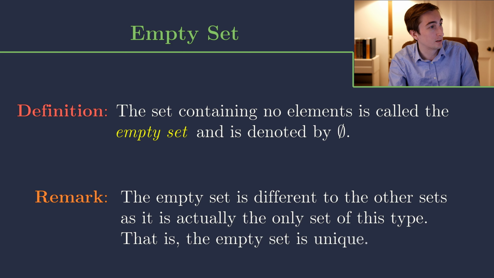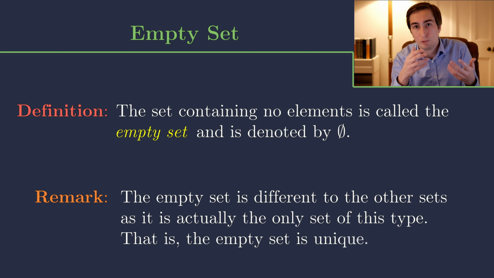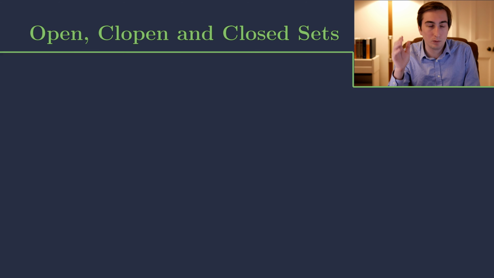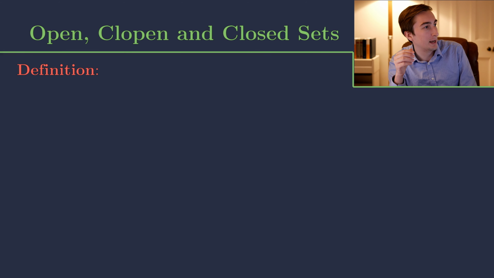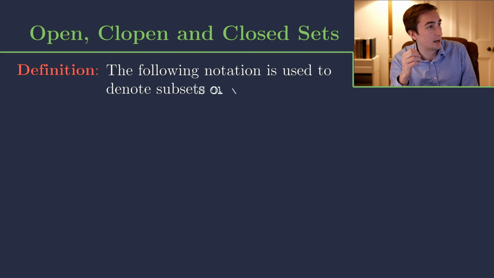And the final definition we want to look at is some special subsets of the real numbers that will appear a lot. This is because the real numbers, as we said, are complete. So we can consider these continuums of number sets in the real numbers, which are subsets. And we call these open, clopen, and closed sets.